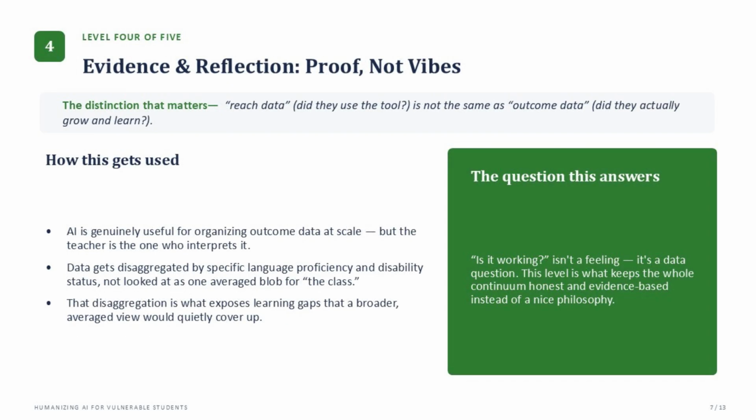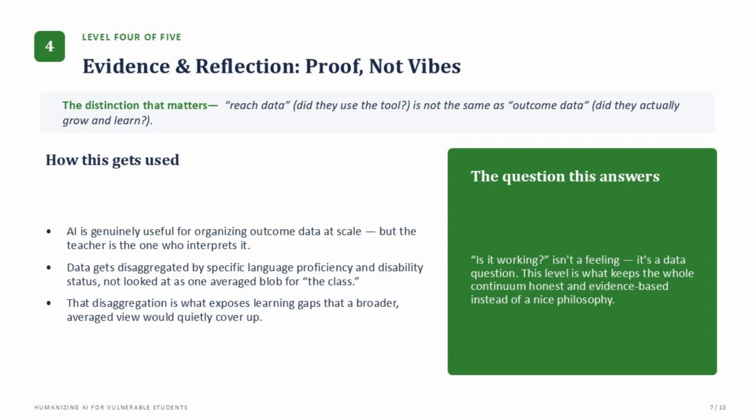Okay, so what is the right kind of data? Well, the framework distinguishes between reach data and outcome data. Reach data, meaning like just tracking that a student clicked around and used the tool? Exactly. Reach is just usage. Outcome data is what proves the student actually grew and learned.